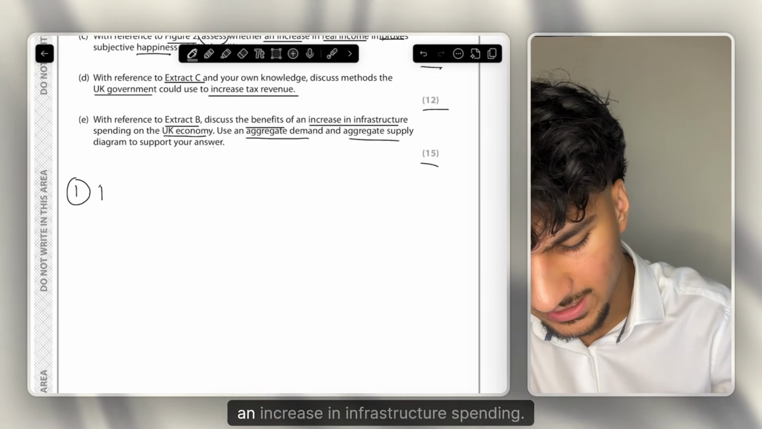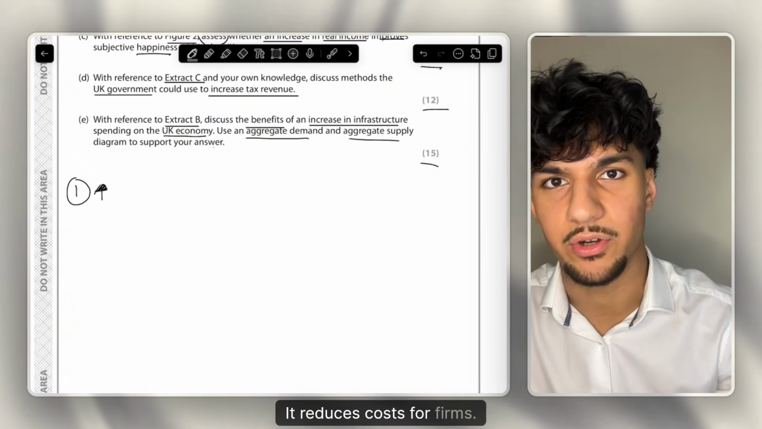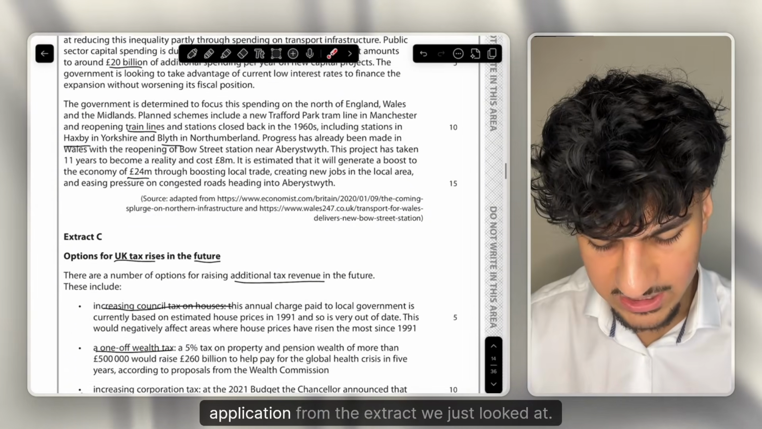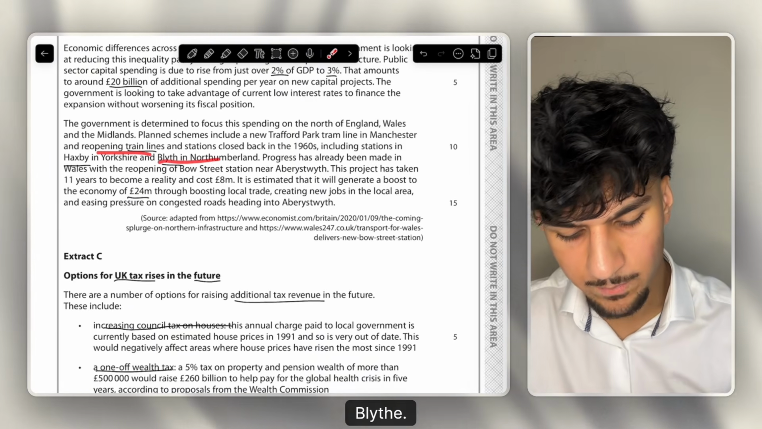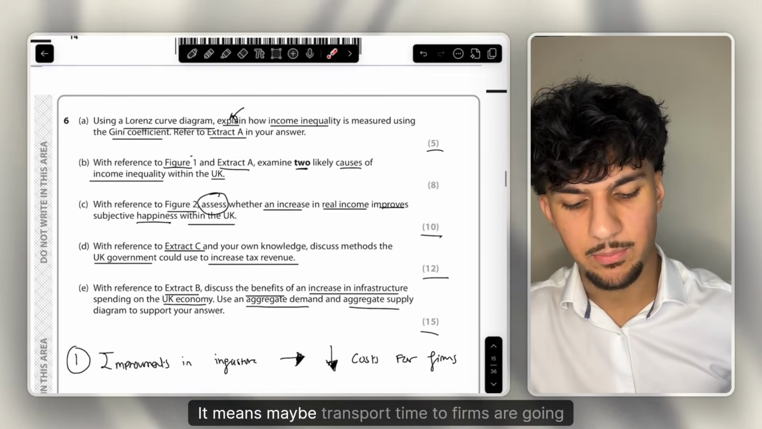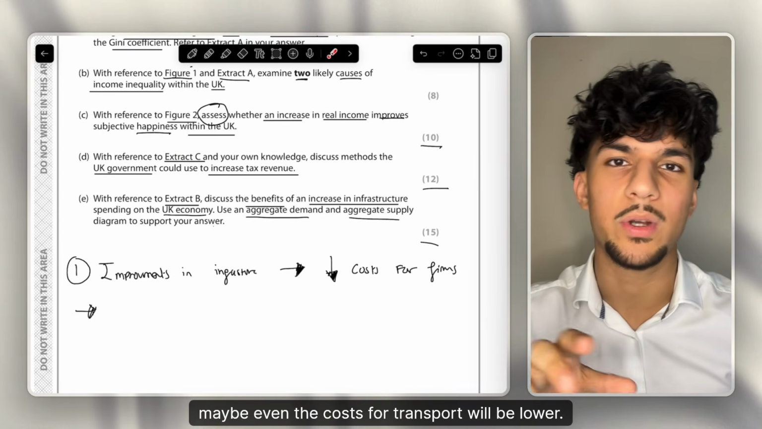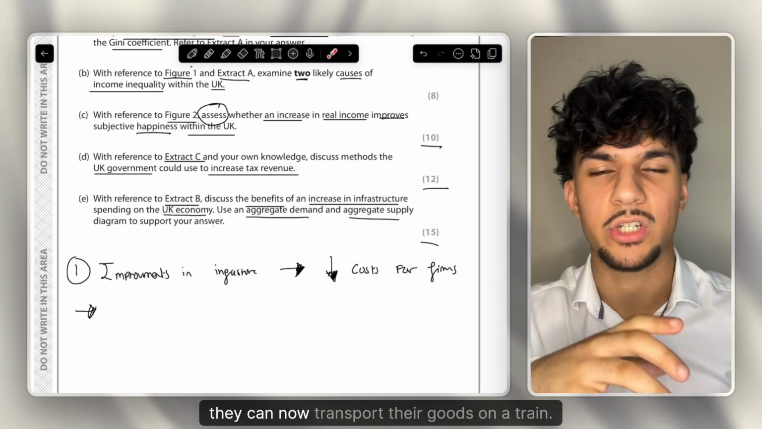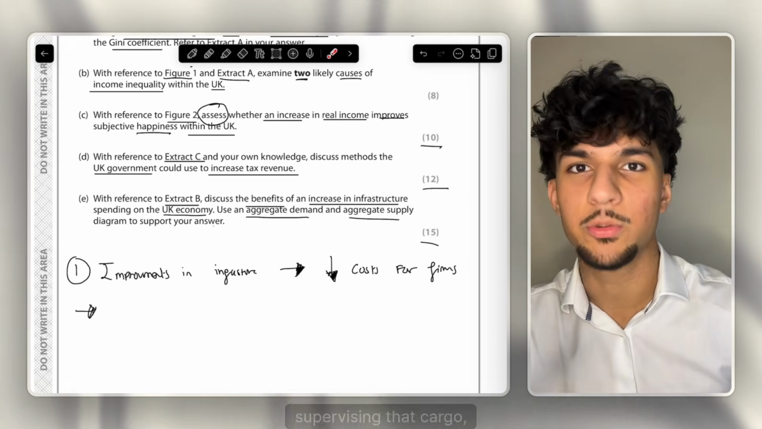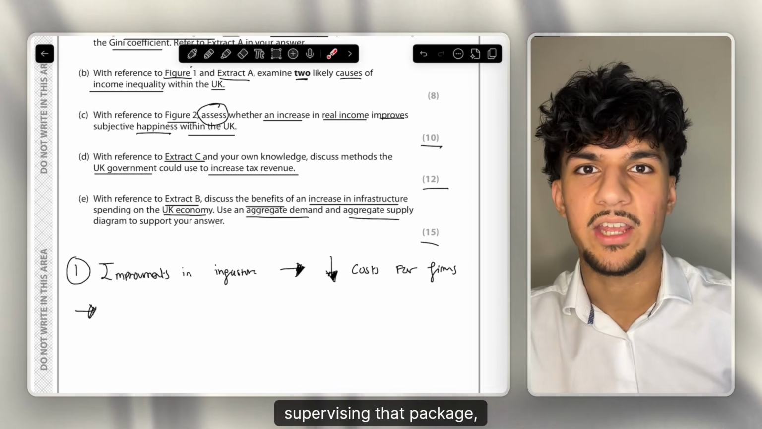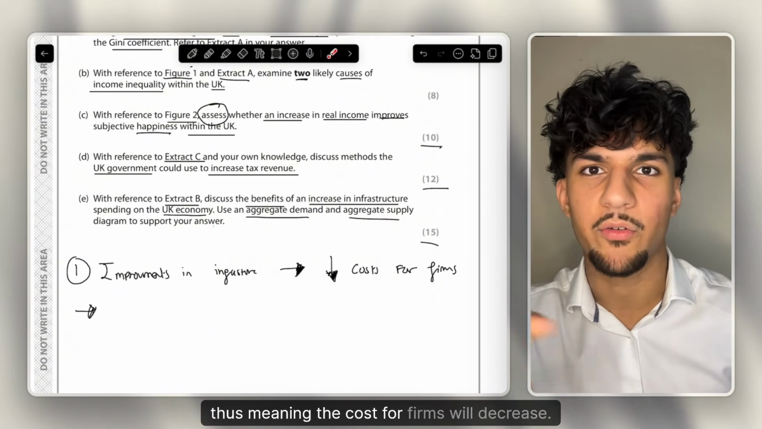But what's the first thing that comes to my mind when I'm thinking about this question? It's an increase in infrastructure spending. The first thing that comes to my mind is that it reduces costs for firms. And why is that? We can use some application from the extract we just looked at. So for example, the reopening of train lines at Blyth. How is that going to affect firms? It means maybe transport times for firms are going to be faster. Maybe even the costs for transport would be lower. So instead of using a truck, they can now transport their goods on a train. So transport times are faster. It means, for example, for the worker supervising that cargo, they have to pay him for fewer hours since the transport's faster, thus meaning the cost for firms will decrease.